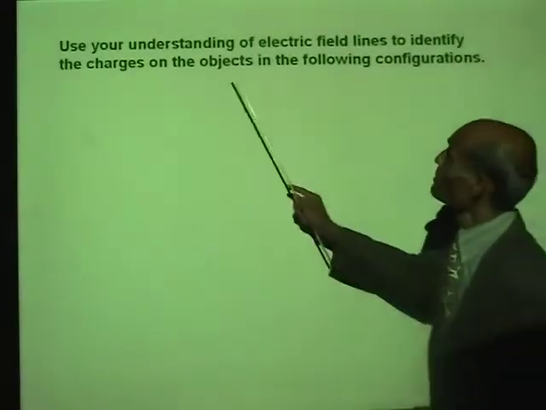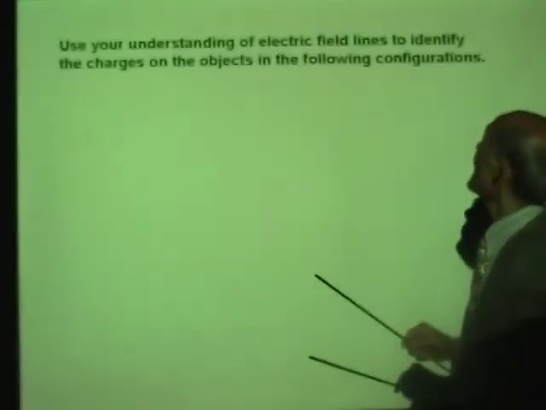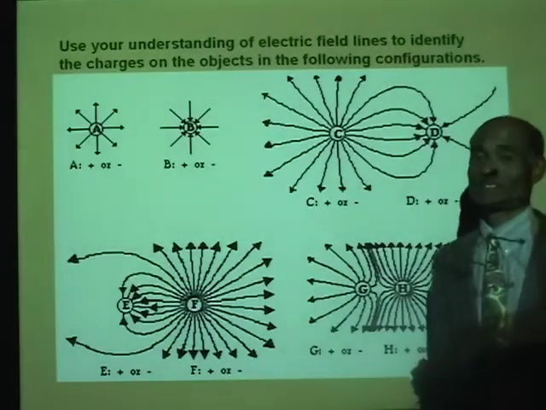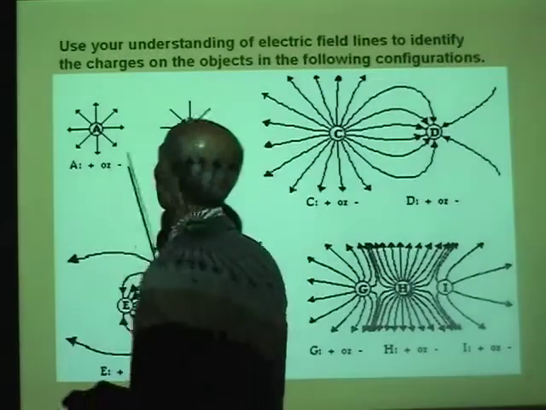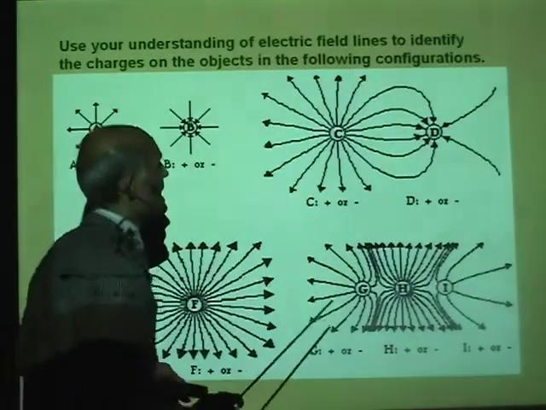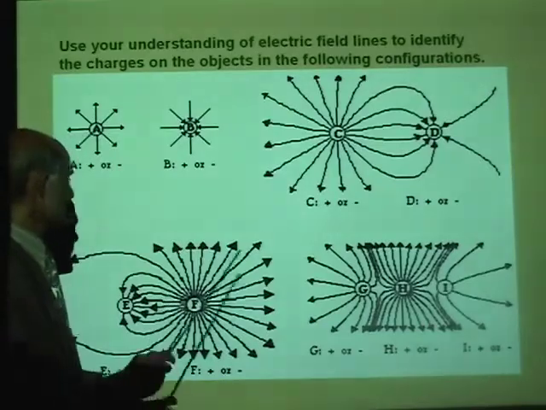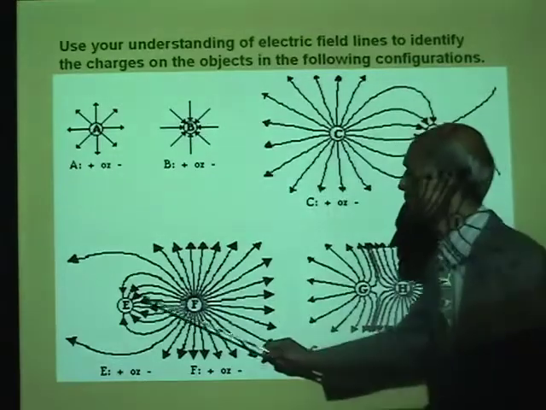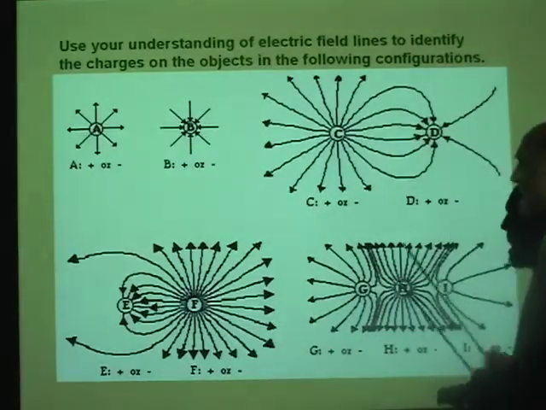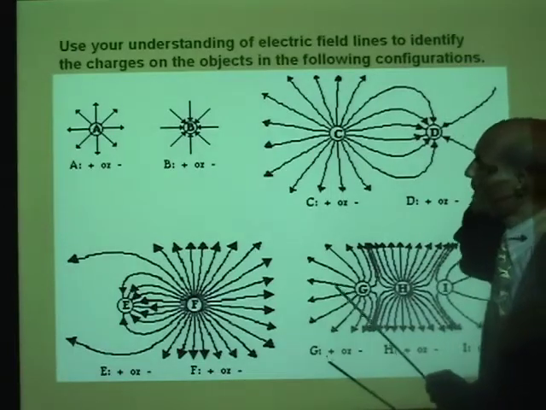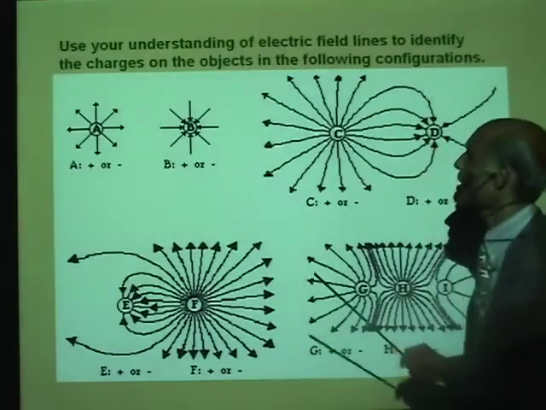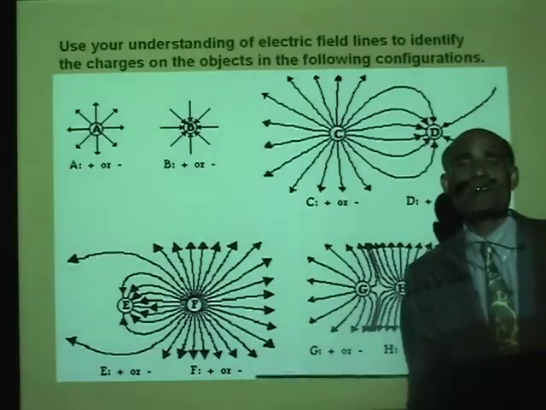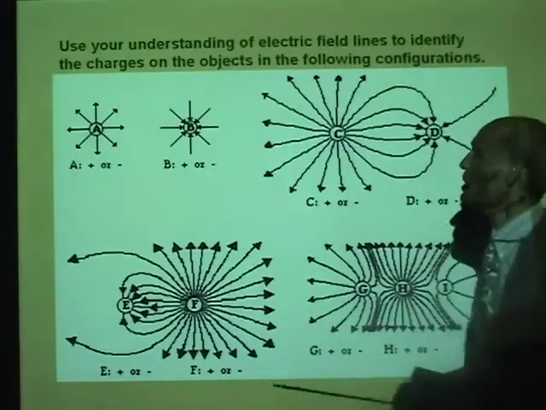Okay. Use your understanding of electric field lines to identify the charges on the objects in the following. Well, another exercise for you. Look at the field lines and decide which object carries what type of charge. A, B, C, D, E, F, G, H, I. Alright, tell me what type of charge is carried by all these. So include all these. It doesn't take a long time for you to do it. Just about half a page all together.